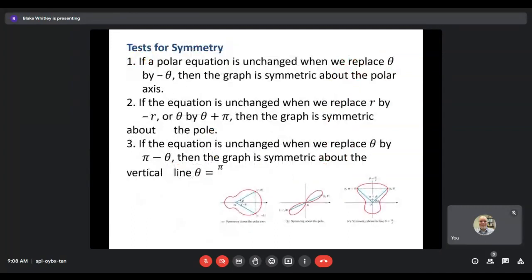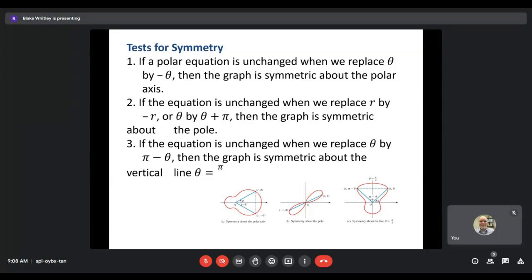Okay, now the last concept from this section, we can actually test for symmetry also. Just like our x and y axis has symmetry, we also have symmetry in the polar axis. So if the polar equation is unchanged if you replace theta with negative theta, then the graph is going to be symmetric about the polar axis. Remember, the polar axis is that positive horizontal axis.